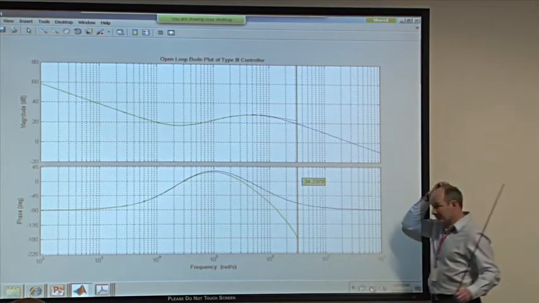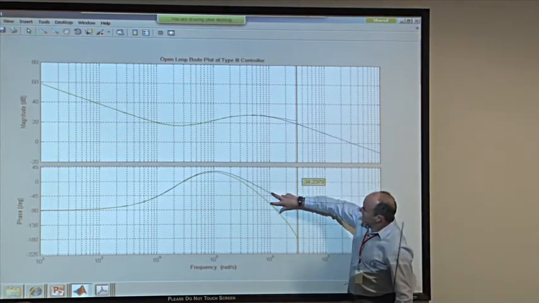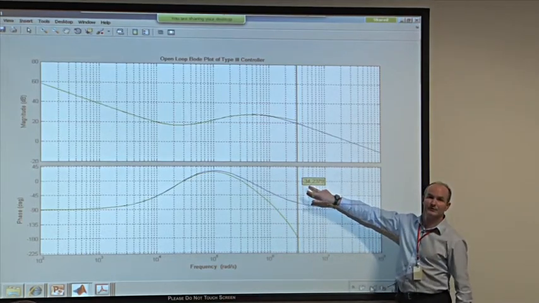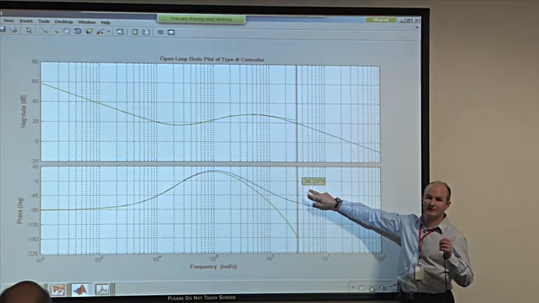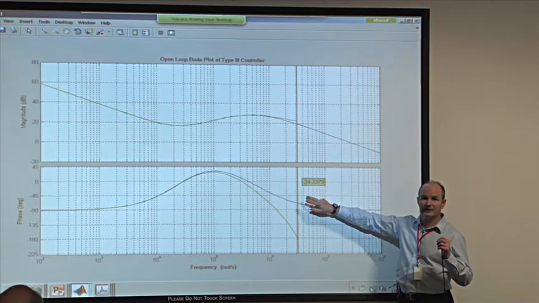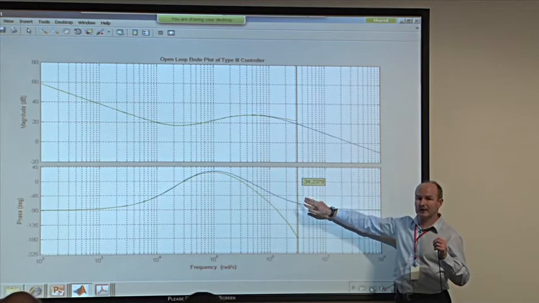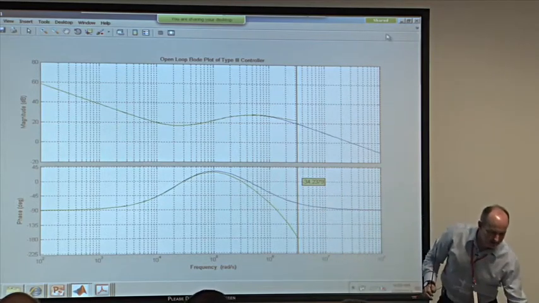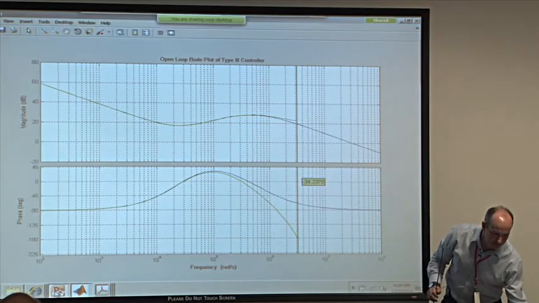Now the phase I'm going to measure at 10 to the 6 radians per second, at just here, and it turns out to be minus 34 degrees. That's a lot of phase shift to tolerate in a system. The matched pole zero technique gives you a lot of phase lag. Now practically all of that phase lag is coming from step 2.